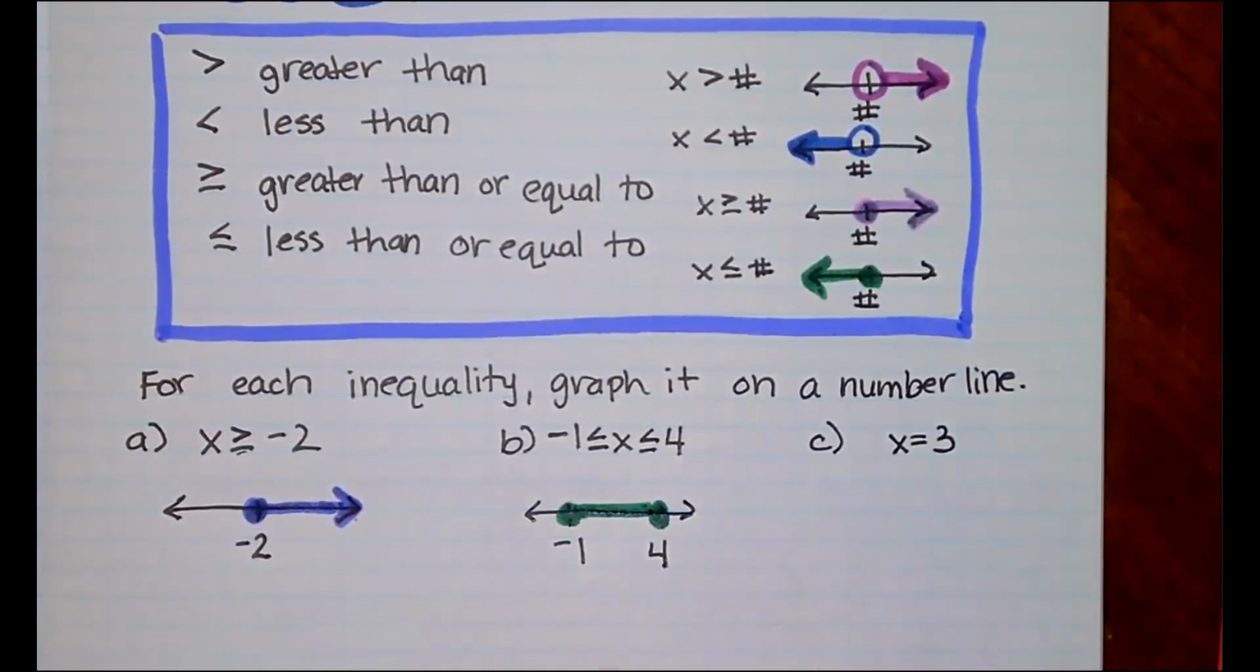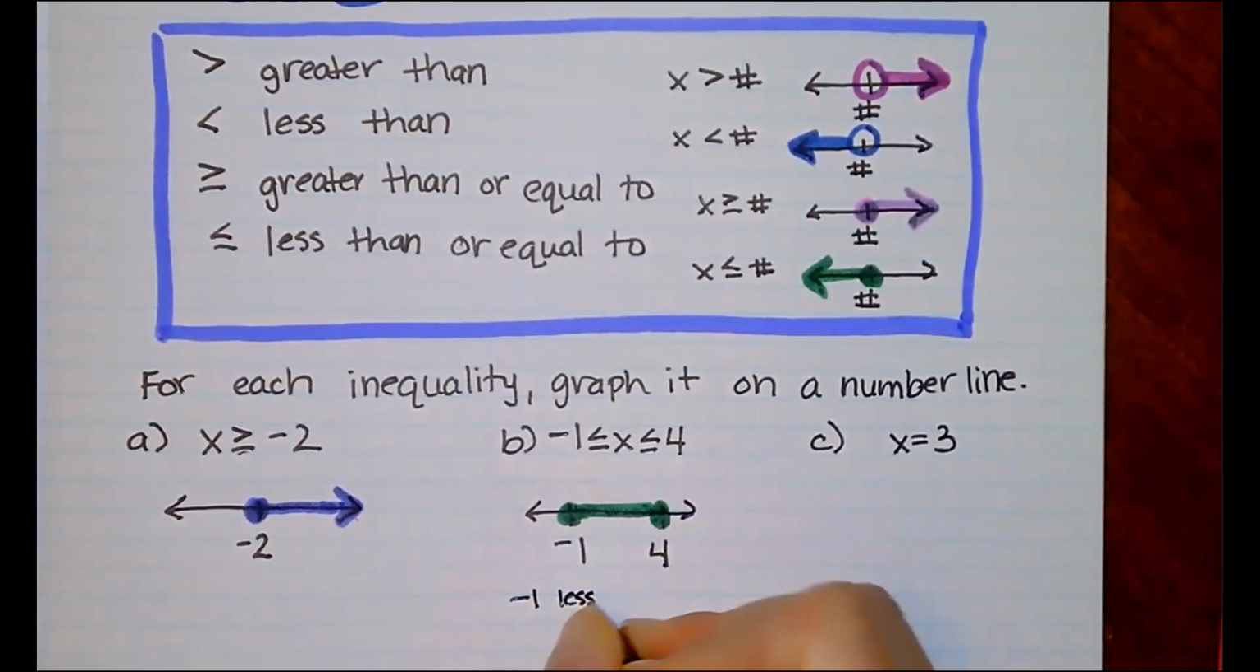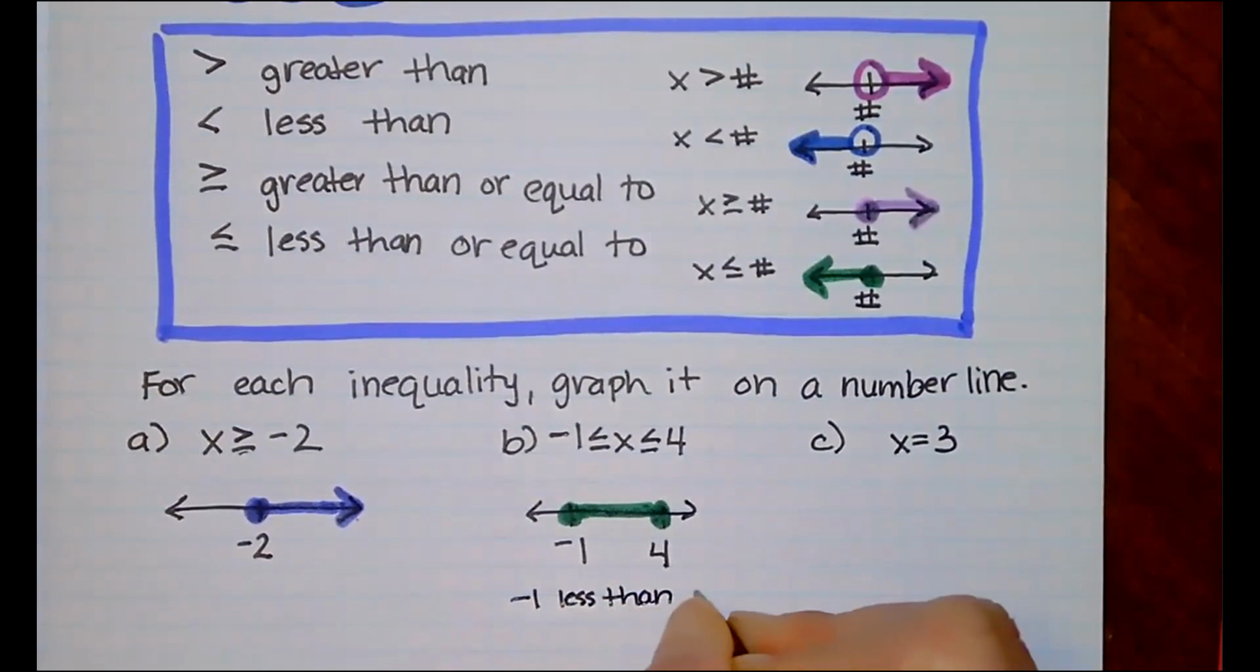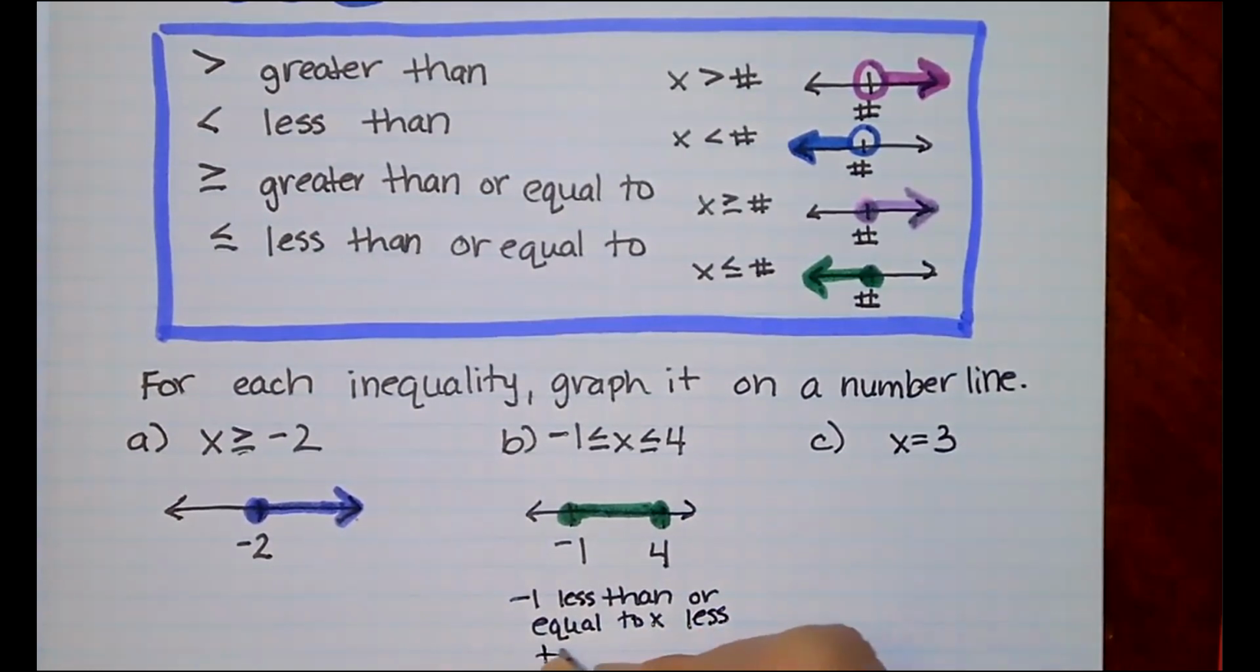And again, this is -1 less than or equal to x, less than or equal to 4. Let me just write that out. -1, less than or equal to x, less than or equal to 4.